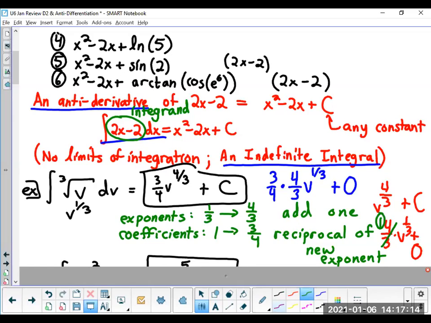So how do you get it to be a 1? You multiply by 3/4. I think 3/4 times 4/3 is 1, or the reciprocal of the new exponent. So I hope that answers for you one of the things that was perplexing yesterday when I revealed this to you and asked you to just think about it for a while.